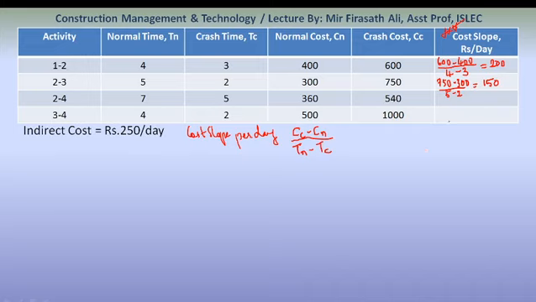For activity 2 to 4 it is 90, and for activity 3 to 4 it is 250. We have determined these values of cost slope in rupees per day, and after this we need to go for our step 1.